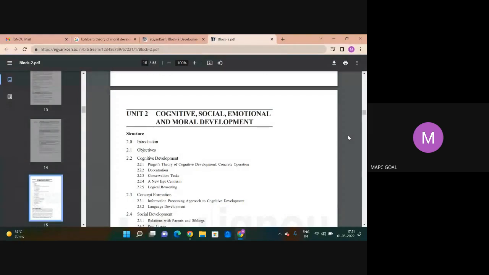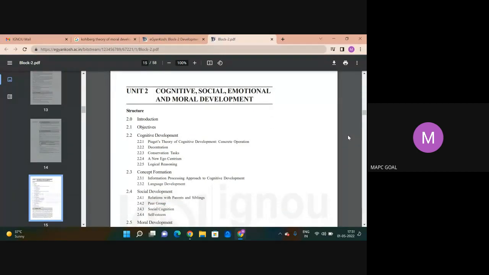So this is one of the topics that you have seen in ADHD. We'll also see learning disorders, mental retardation, and various other developmental delays or issues that are reported in this unit. And coming to this topic, that is unit 2, cognitive, social, emotional, and moral development.